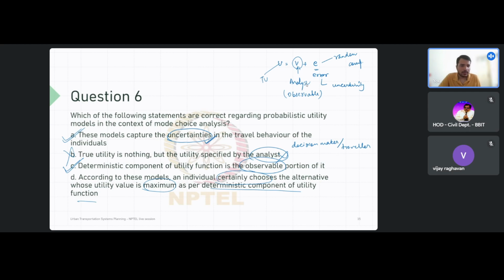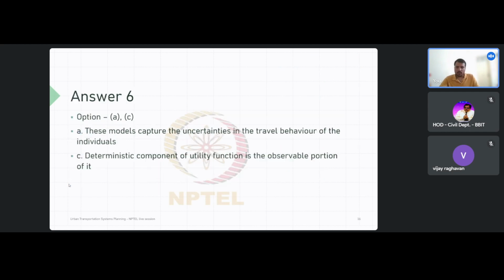So we cannot say with 100% certainty because an individual given different situation can make different choices which will be incorporated using the error term. So there will be some sort of uncertainty in the behavior. So certainty is not there. We can only say with certain amount of definiteness. So we can remove D. So it's not certain. There will be some uncertainty in that. So A and C are true. So options A and C.